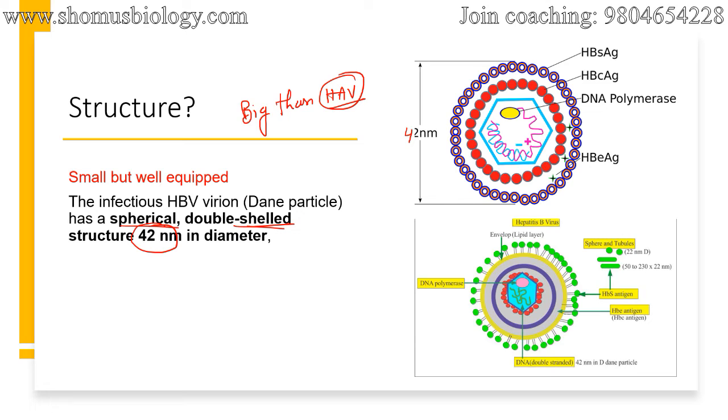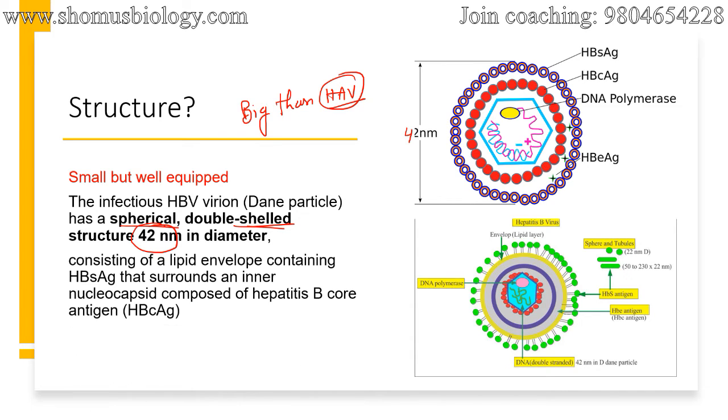So this is the structure from a different angle, where you can see that the nucleocapsid is actually icosahedral, but the rest of the overall viral structure is spherical. It consists of a lipid envelope containing HBs antigen and surrounded by an inner nucleocapsid composed of hepatitis B core antigen. So inside we have the hepatitis B core antigen, and outside we have the HBs antigen or hepatitis B surface antigen.